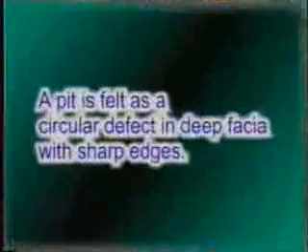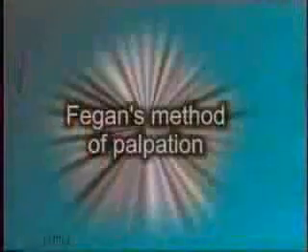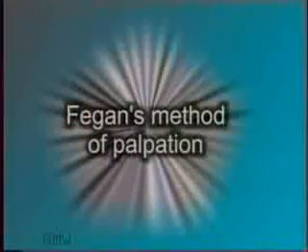A pit is felt as a circular defect in the deep fascia with sharp edges and indicates the site of a dilated perforator. If a pit is felt, mark it with a cross with a skin pencil. This is Fagan's method of palpation for detection of incompetent perforators.